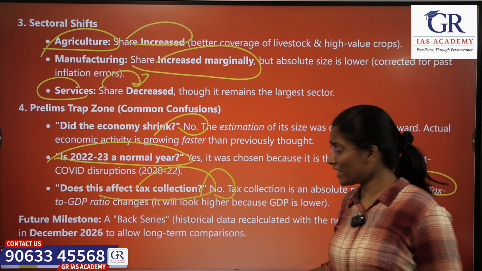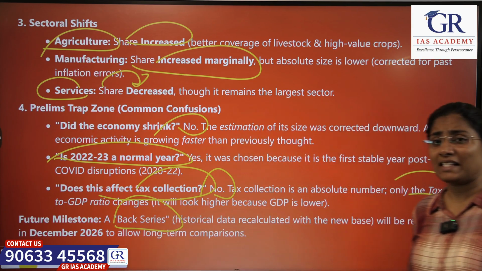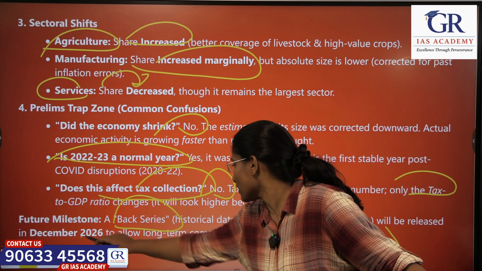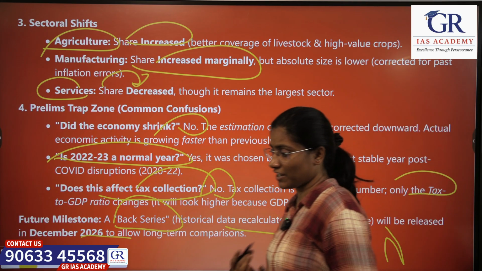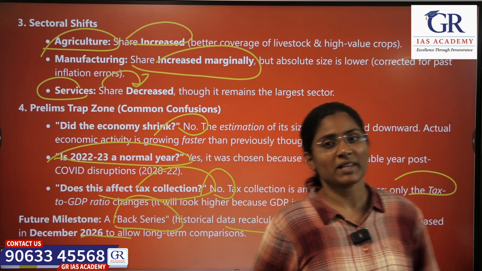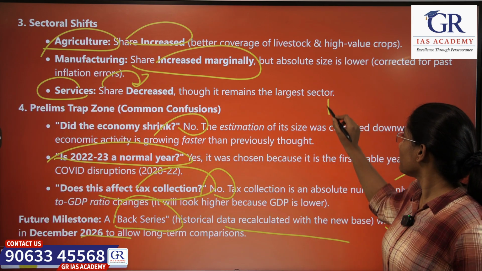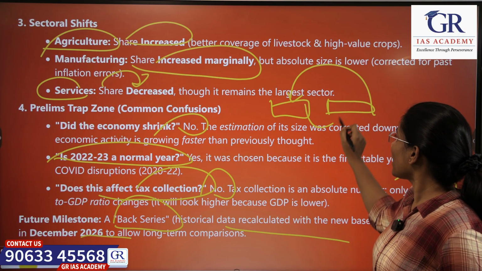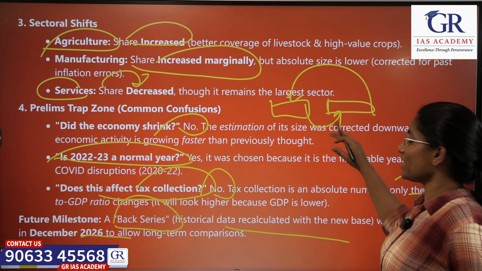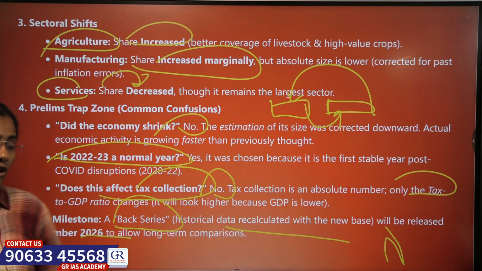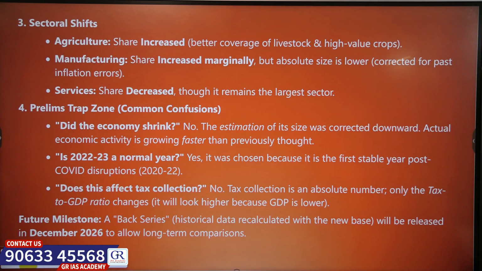So here a back series is calculated, that means historical data is calculated with the new base, and it will be released in December 2026. Why are you calculating historical data considering the new base year? Whenever the base year changes, you consider that base year and calculate the previous data also in order to compare them on the same basis. So that is how the base year is useful for us to compare values across different years.